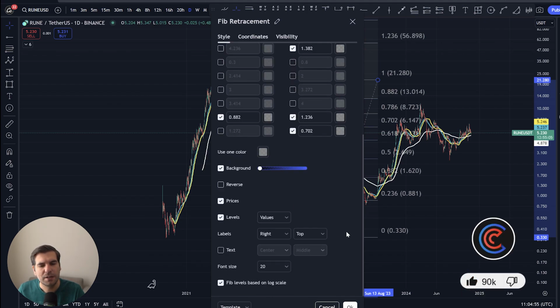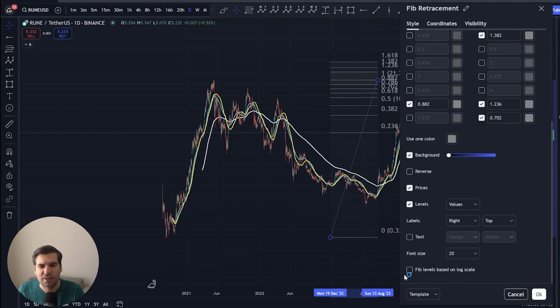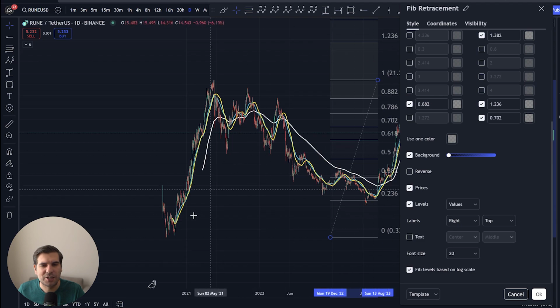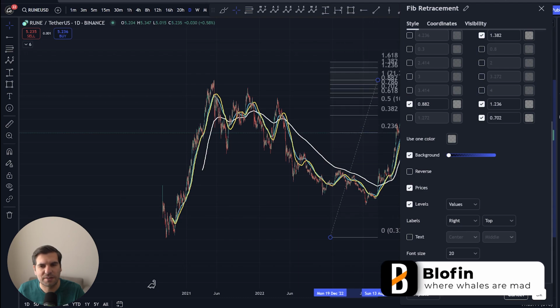As I zoom down here, though, there is a tick box at the bottom that says fib levels based on log scale. I have to have that ticked on. If I do not, you can see the fib chart here, if I untick it, the numbers are changing. The reason for this is that my chart is in a logarithmic style, and therefore I must make sure that my fib levels are based on logarithmic style as well.